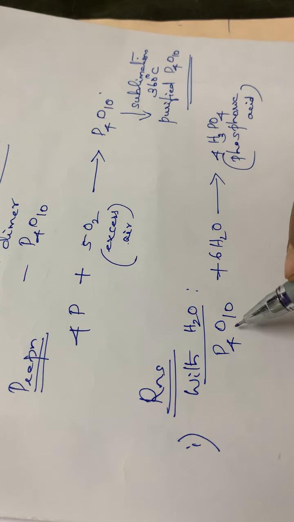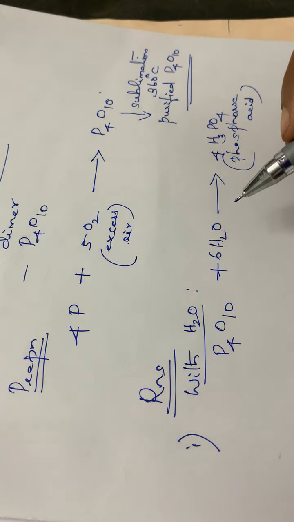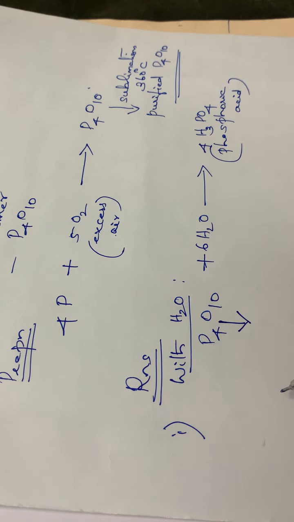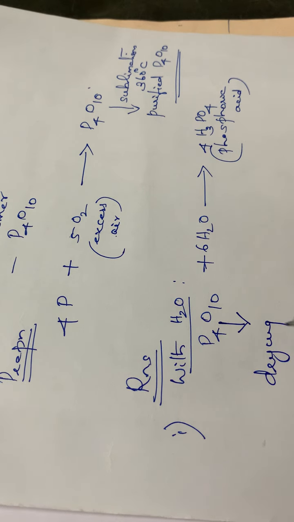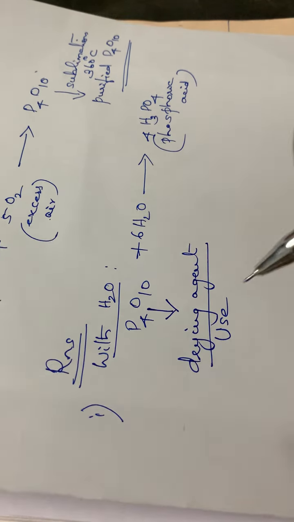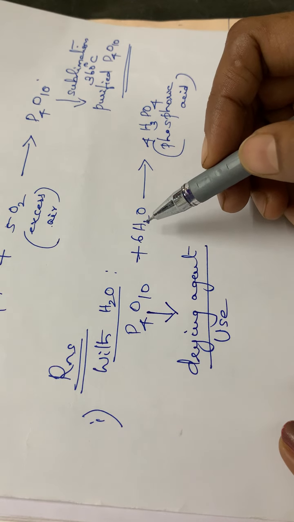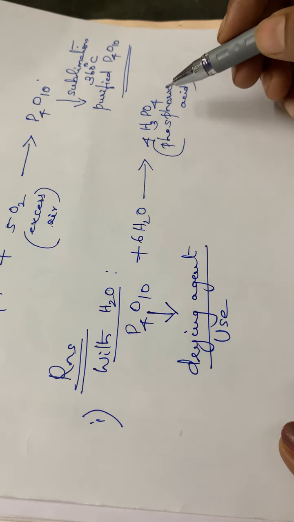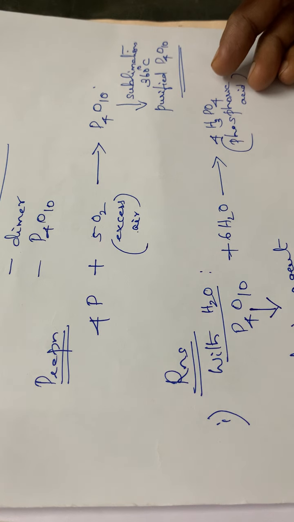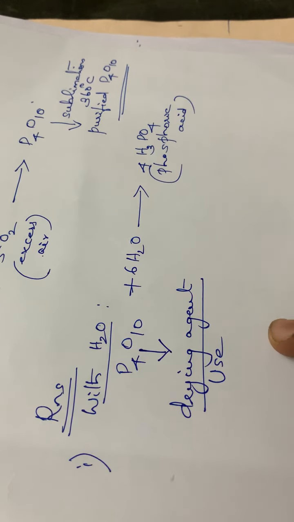Here this P4O10 has got a strong affinity for water. That means it will be reacting with water very easily, and therefore, what about the use of P4O10? It will be absorbing water so quickly. So we can say that it can be used as a drying agent, since it will be absorbing water very quickly. So it will be reacting with water vigorously to form phosphoric acid, H3PO4.